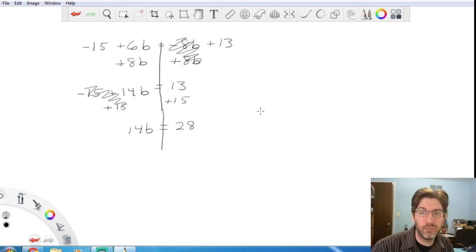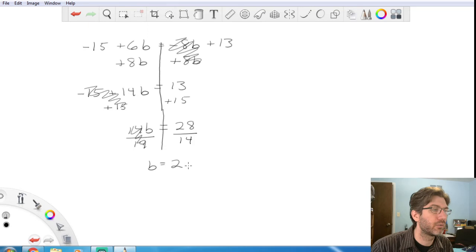Then I want to get b by itself, so I'm going to divide by 14. Divide by 14, do it to one side, do it to the other. 14s are going to cancel, leave me with b equals, and then 28 divided by 14 is 2.